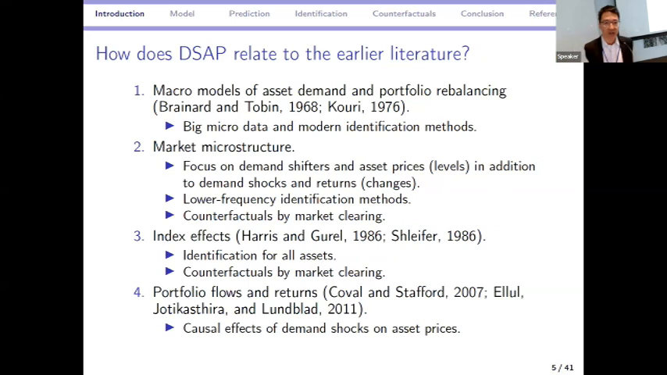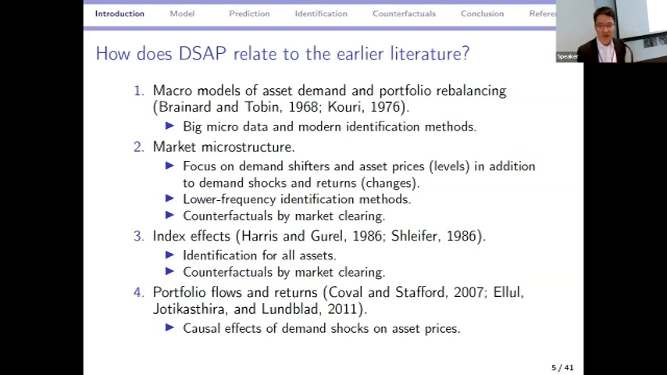In terms of how demand systems relate to the earlier literature, we definitely build on the classic Brainard and Tobin type asset demand functions in macro models. And in the international literature, there's a classic paper by Curry called the portfolio rebalancing model. These models definitely thought about demand systems and even thought about estimating them.